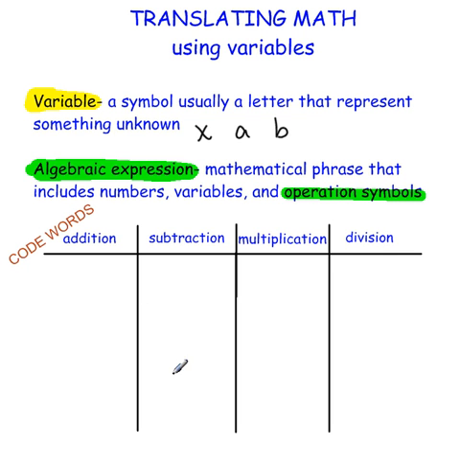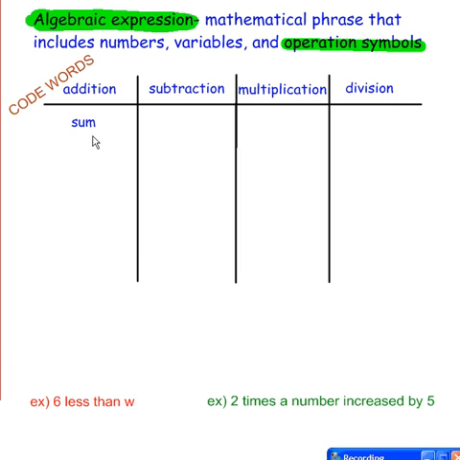So let's build a table and establish some code words that would mean one of these operations. Take the word sum, for example. The word sum is the answer to an addition problem. So that's the first code word that implies addition is to be used. For subtraction, I thought of the word difference. Difference is the answer to a subtraction problem.